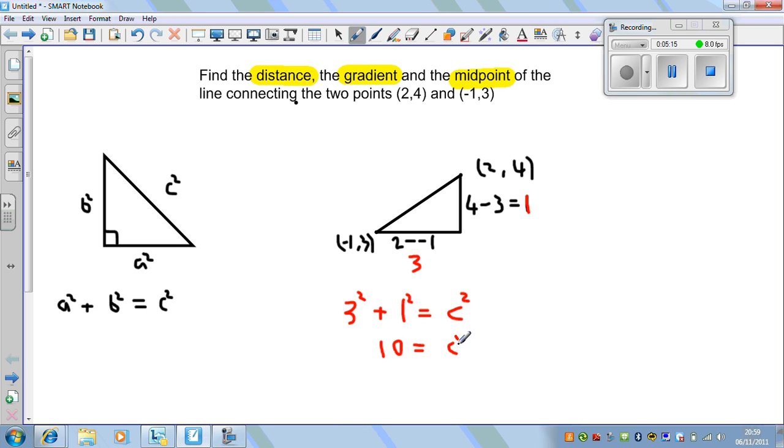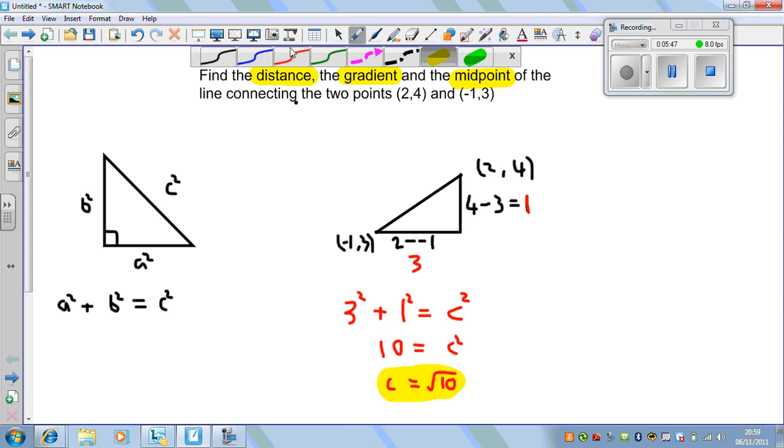C squared. That is the weirdest 2 ever. Anyway, so the distance c is going to be equal to the square root of 10. And we can't simplify that using surd manipulation. Because we haven't got a calculator, we'd leave our answer like that and highlight it. There we go. So we worked out the distance just using Pythagoras' theorem.